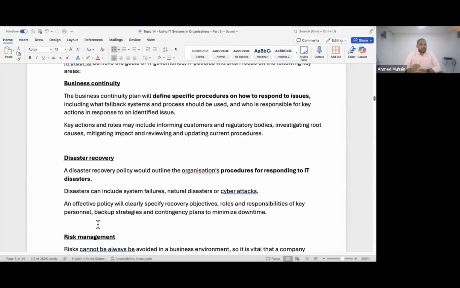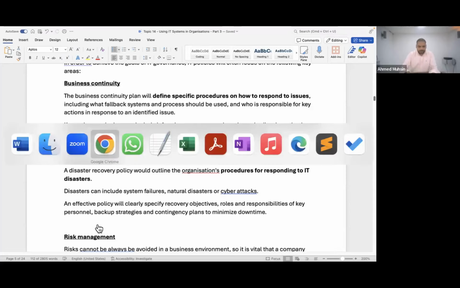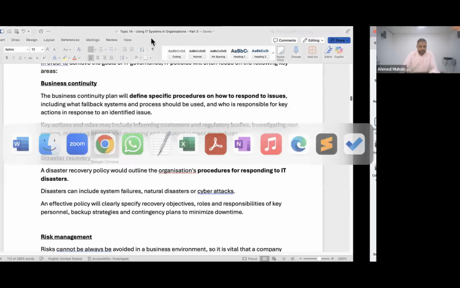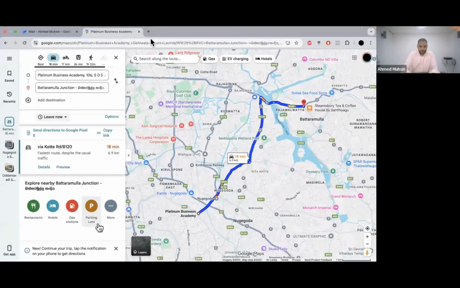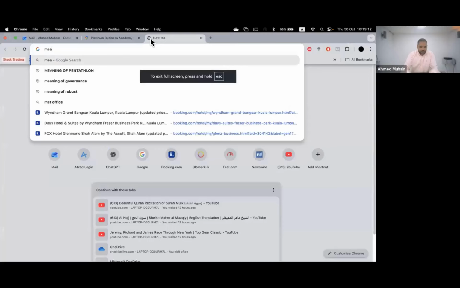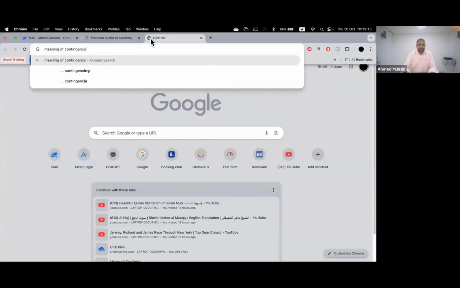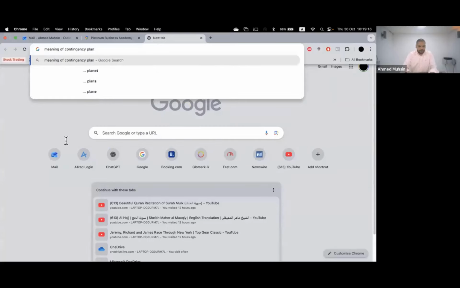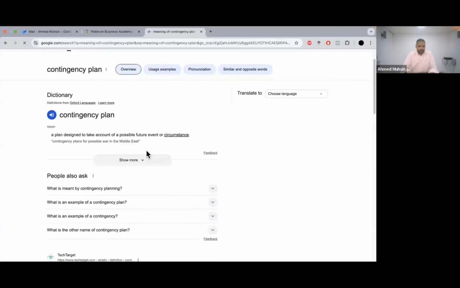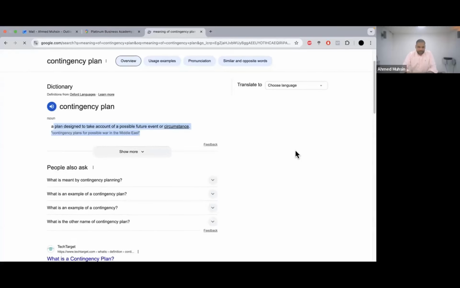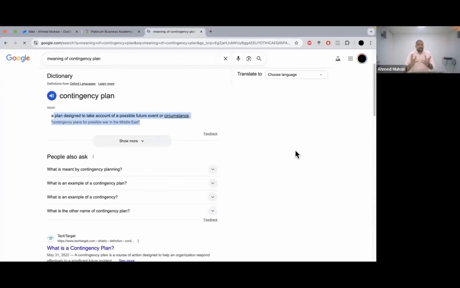We have a word called contingency plan. Can everyone look at the meaning of it? It's not in our textbook. I'll just show it to you all. Meaning of contingency plan. Just read this with me. Can you guys read this? A plan designed to take account of a possible future event.